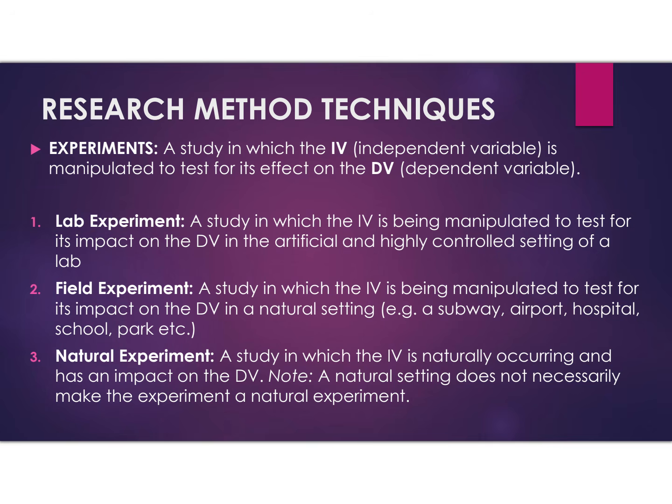but what you're essentially doing is just describing lab, not really describing experiment. So by saying that it is a study in which the IV is being manipulated to test for its impact on the DV, we've described the experiment aspect of the term. And then by adding in the artificial and highly controlled setting of a lab, we're adding the lab aspect of the term. So for lab experiment, we should mention both these points.